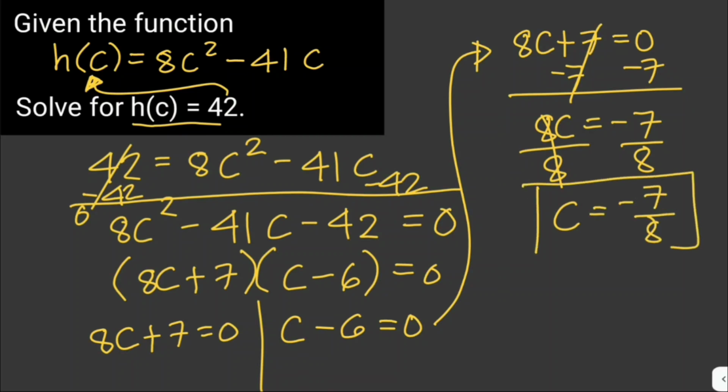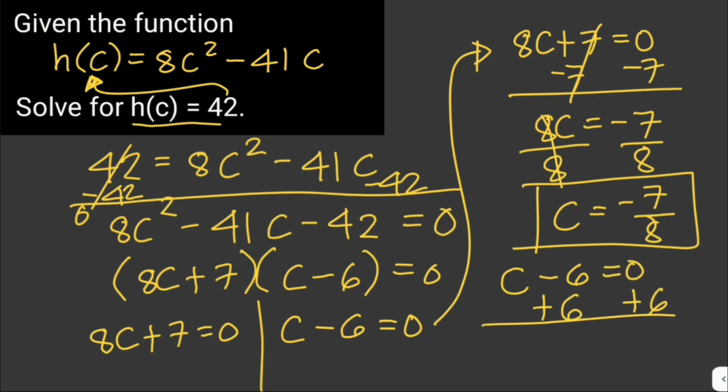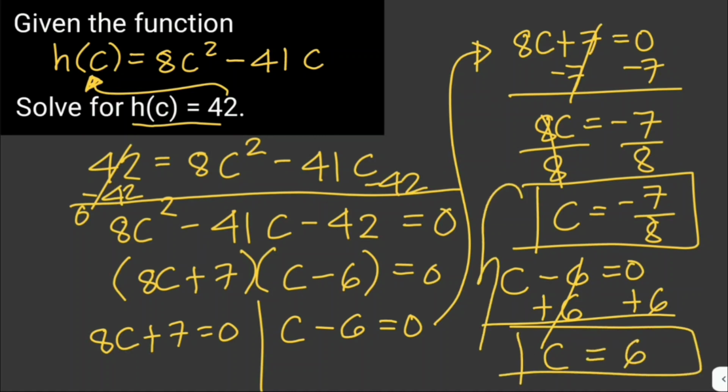So this is one of the values for our c. And then the other one is c minus 6 equals 0. We add 6 to both sides. Therefore, c here is just equal to 6. So these are the two values for our c, negative 7 over 8 and 6.